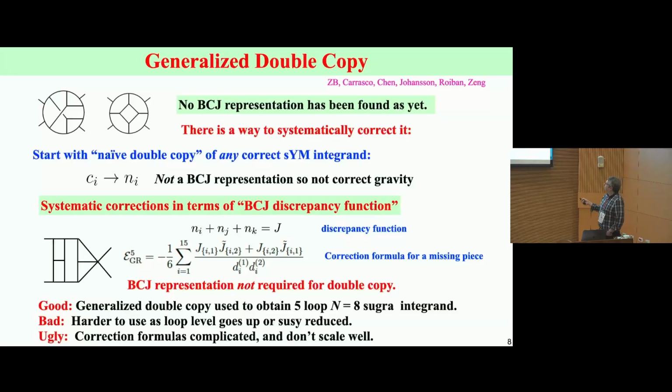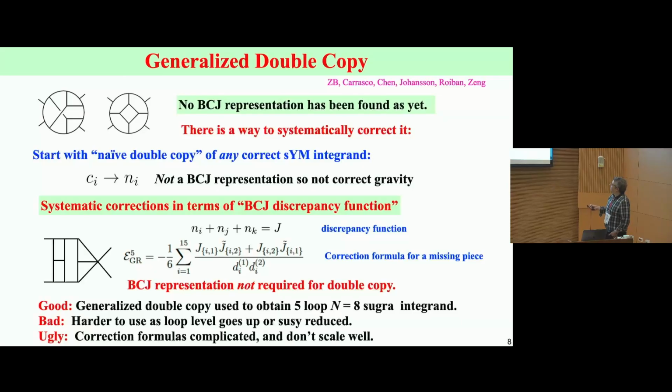So actually, here is a partial solution to the problem. This was used to make progress in the 4.5 loop N=8 supergravity. We didn't have a double copy, but we found a patch that could be used to get the double copy without having the color-kinematics duality work. And there's an interesting set of formulas that you can use.